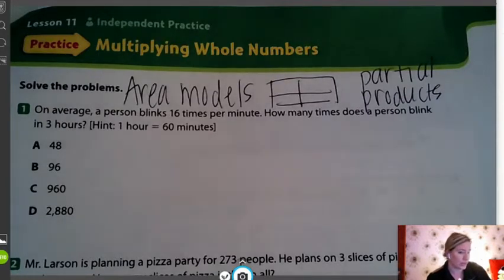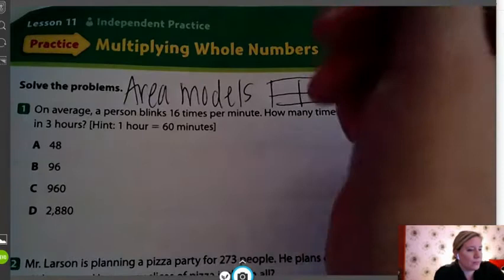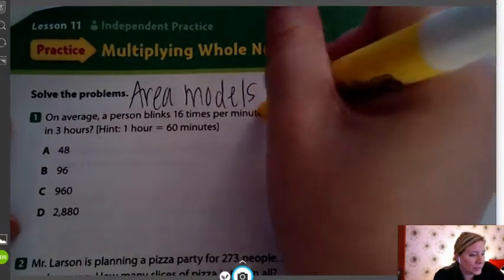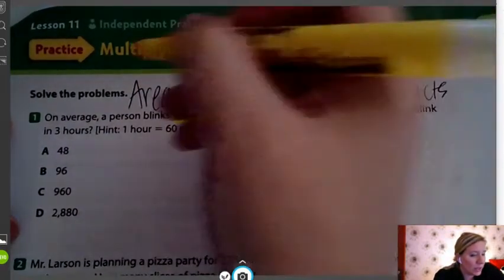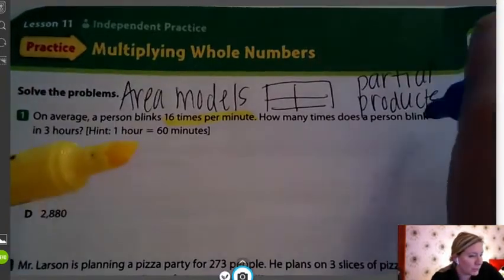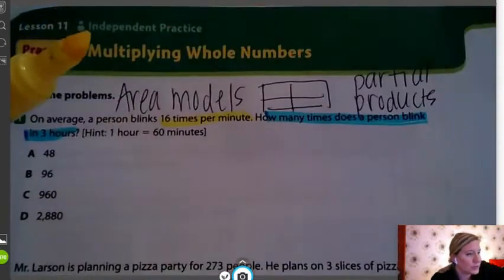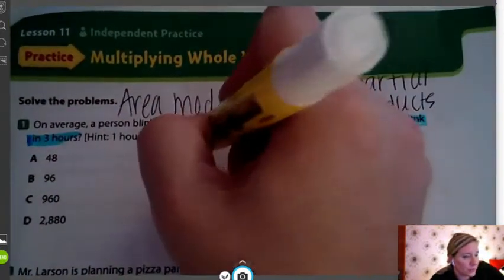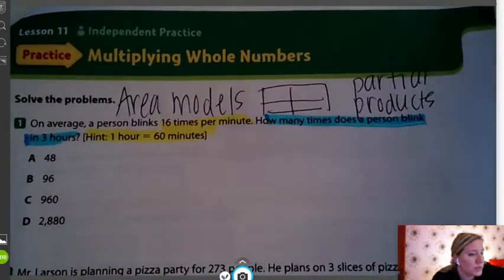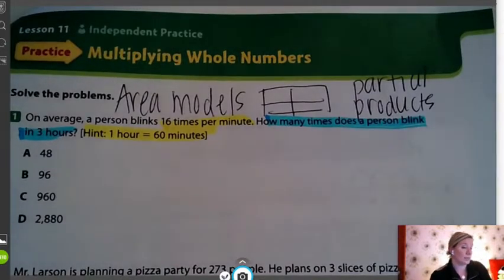If you look at this first one: on average, a person blinks 16 times per minute. How many times does a person blink in 3 hours? Hint, 1 hour is 60 minutes. So we want to highlight that a person blinks 16 times per minute, and that the question is how many times does a person blink in 3 hours. When we go to solve this, we don't want to forget that little hint they have there for us, that 1 hour is 60 minutes.